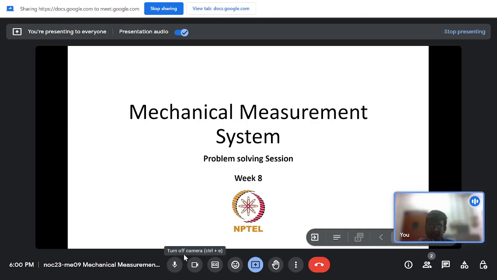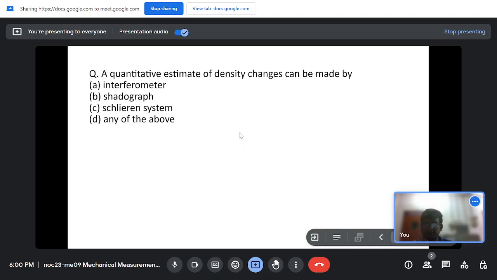So let's start with week 8. This will be the last week of the course, the problem solving session of the 8th week on mechanical measurement systems. This week deals with sound measurement and the week 8 portion. So we'll see the questions related to that. First we'll see some MCQs and then some problems related to week 8.